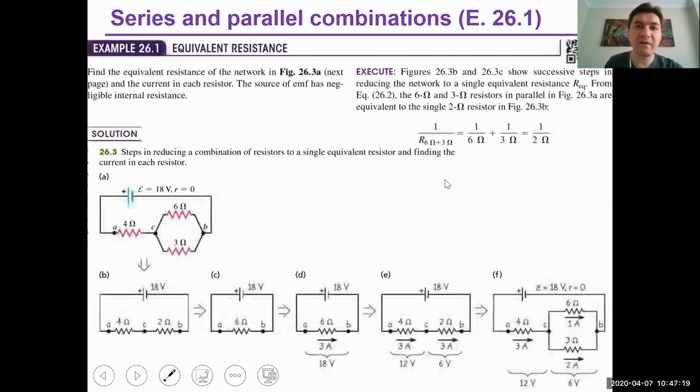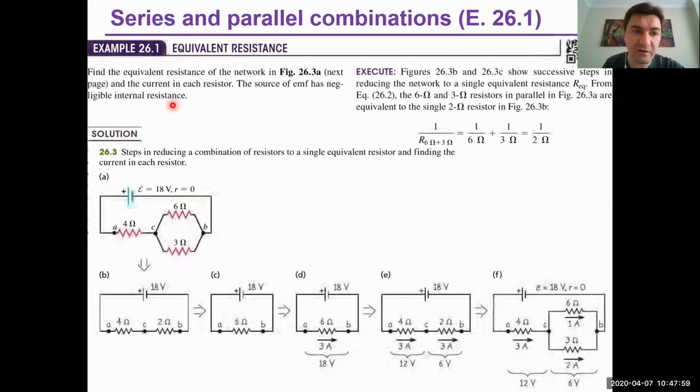So now let's have a look at an example. This is the first example of that chapter from the book. What we have here is a figure. Look at that figure. Find the equivalent resistance of the network in that figure and the current in each resistor. So what is asked? The equivalent resistance is asked, and the current in each resistor is also asked. The source of EMF has negligible internal resistance.